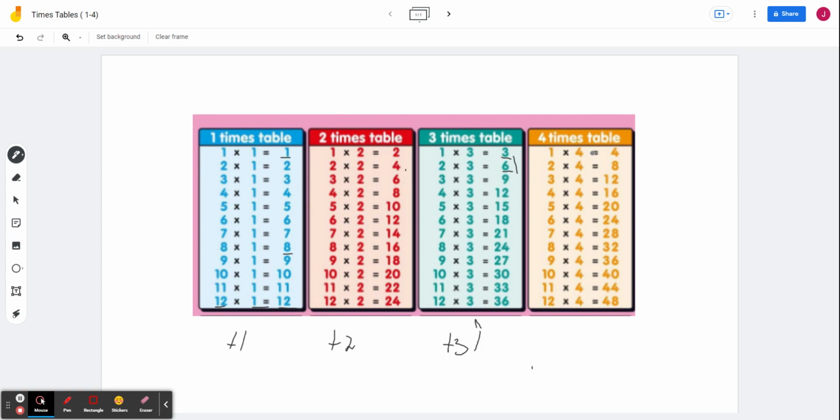Now let us look at our 4's times table. For our 4's times table, we have 1 times 4. Let's look at 1 times 4 first. 1 times 4 is 4, as we all know. 2 times 4 is 8. 3 times 4 is 12. 4 times 4 is 16. 20. So this pattern here is plus 4 for this times table.